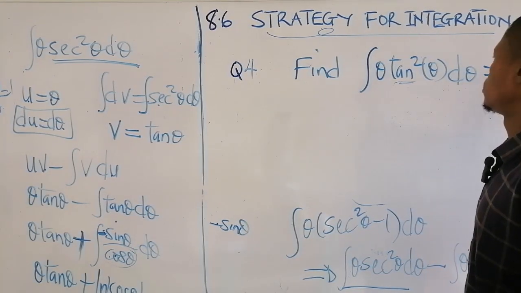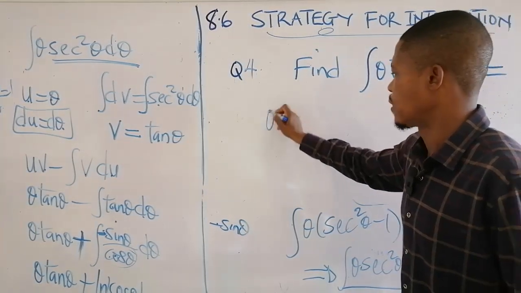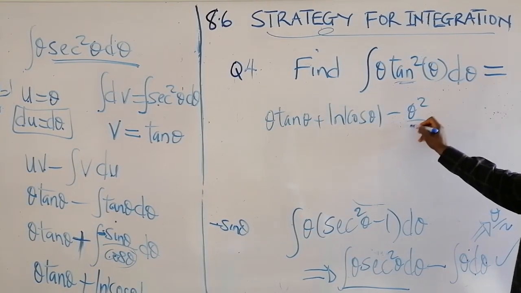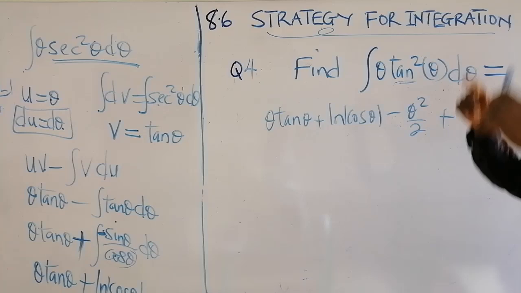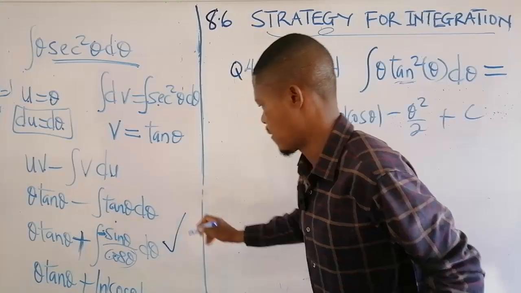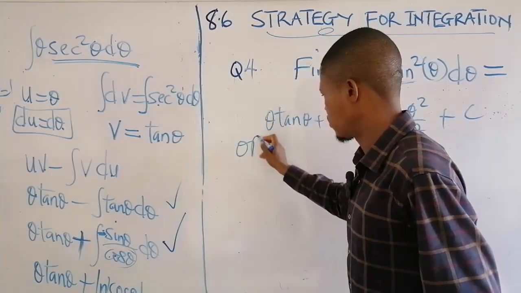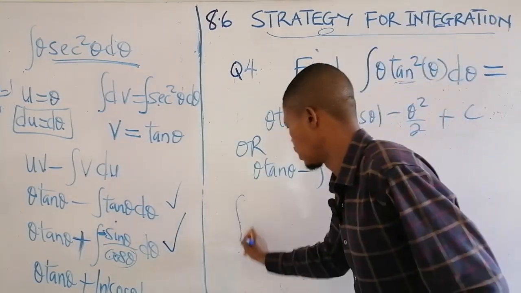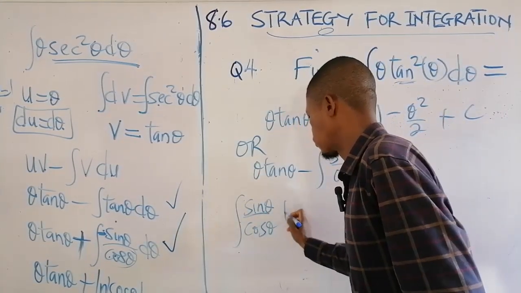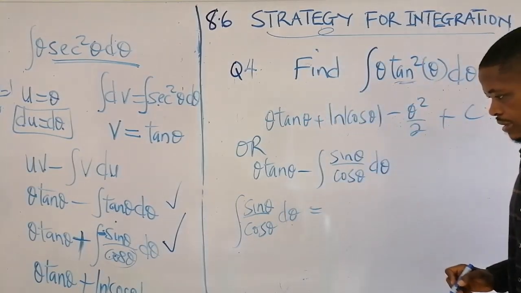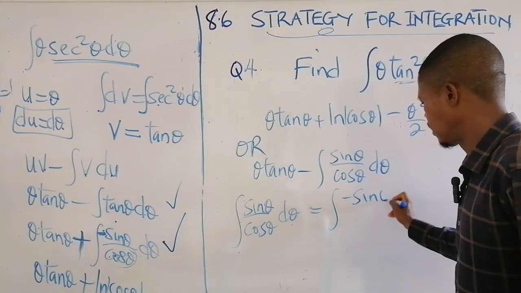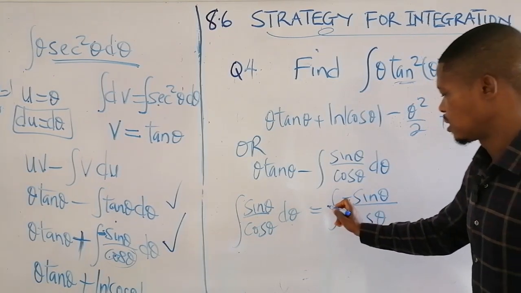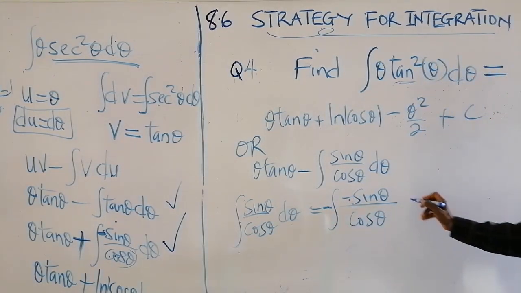The final conclusion, this question will now be equal to this, and then minus theta squared over 2 plus c. Another way, when we are here, we can express our answer in another form. I can take the minus outside, sin theta over cos theta, and solve it out separately. So it's going to be minus sin theta over cos theta, and the minus that I introduce here, I cancel outside.